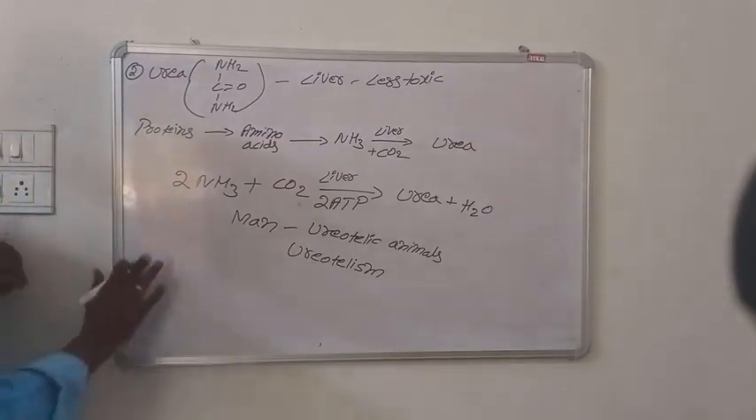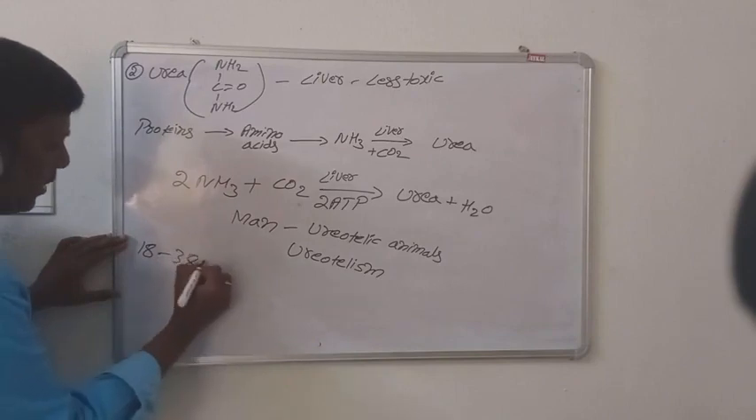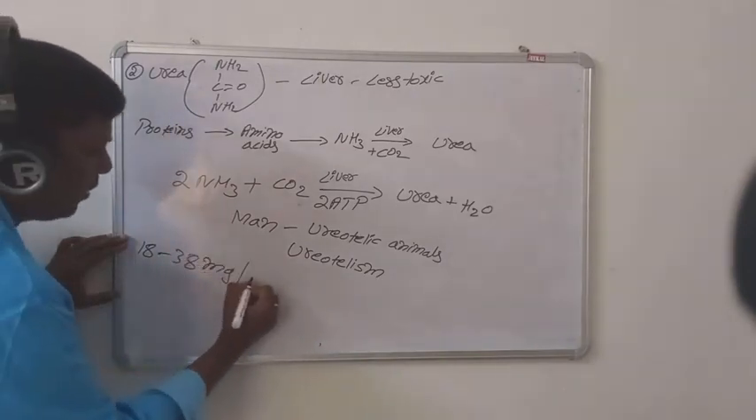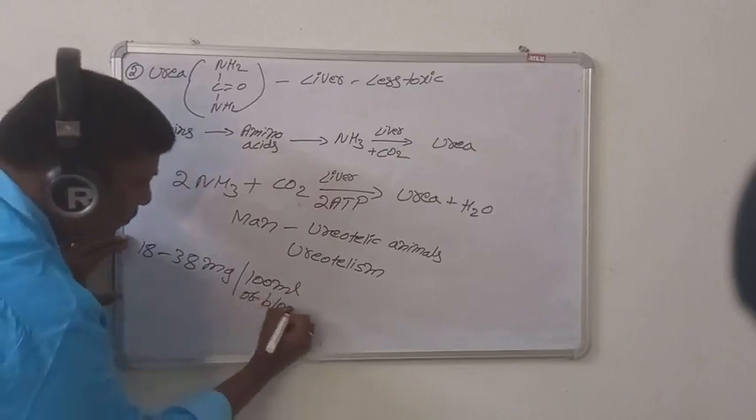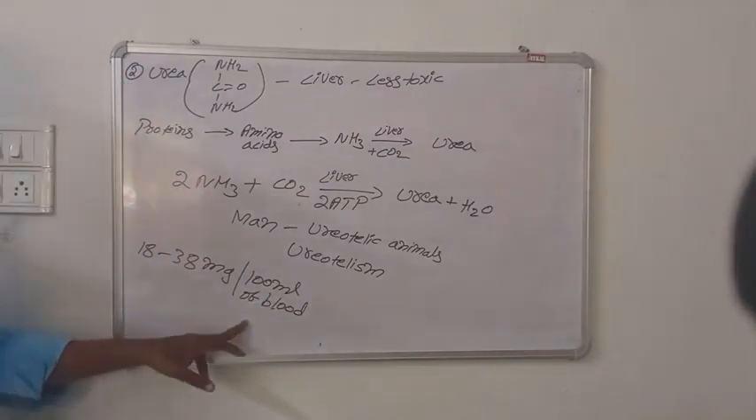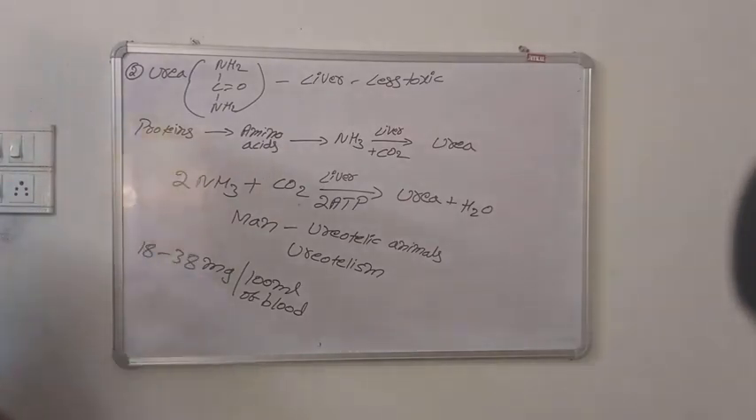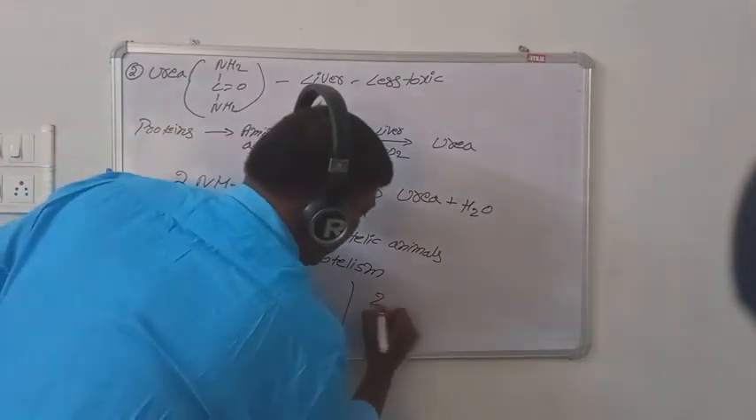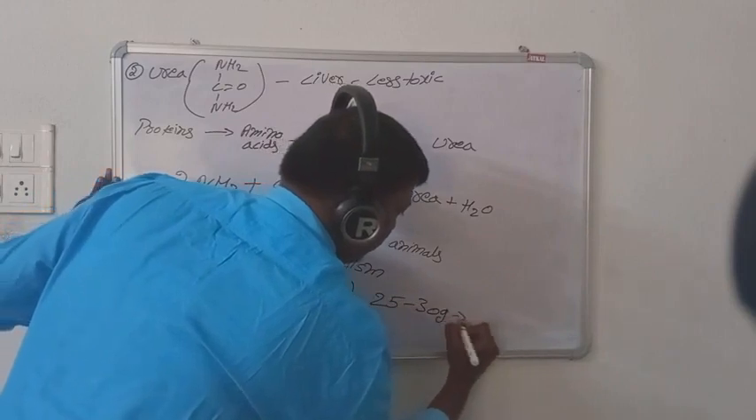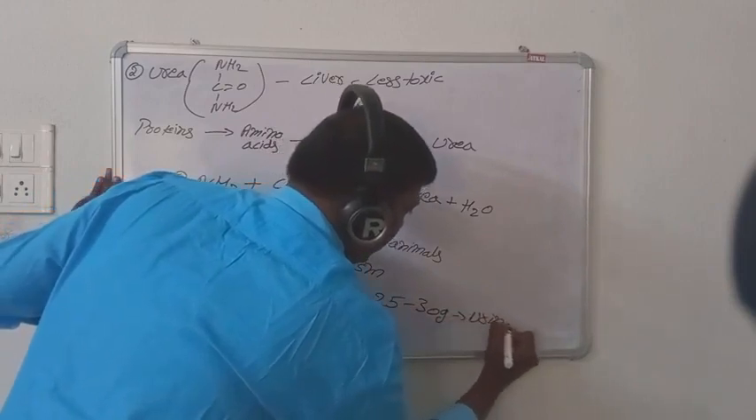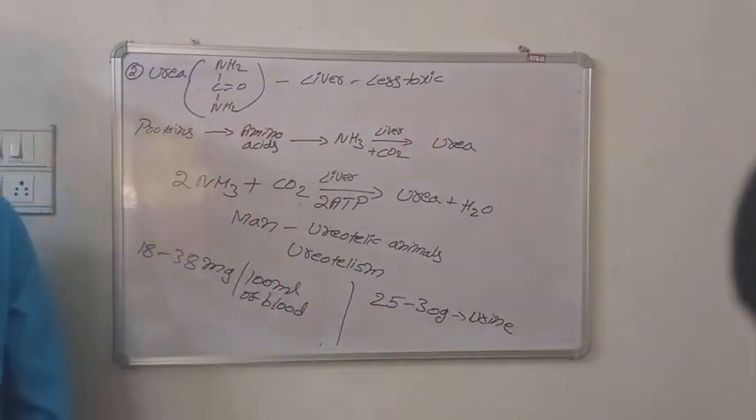And normally our blood contains 18 to 38 milligrams of urea per 100 ml of blood. So 100 ml of blood contains approximately 18 to 38 milligrams of urea. Okay, and every day through urine we are excreting 25 to 30 grams of urea.